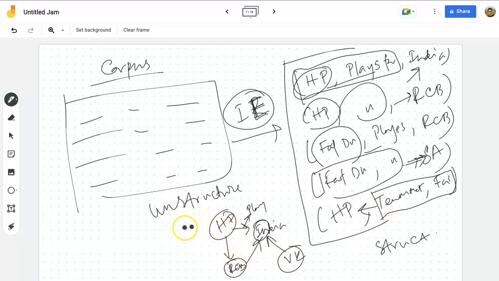So if someone asks if Harshal Patel and Virat Kohli are related by something, then if you traverse such a graph, you can find that there is a relation between Virat Kohli and Harshal Patel through India. So this kind of thing can be possible.